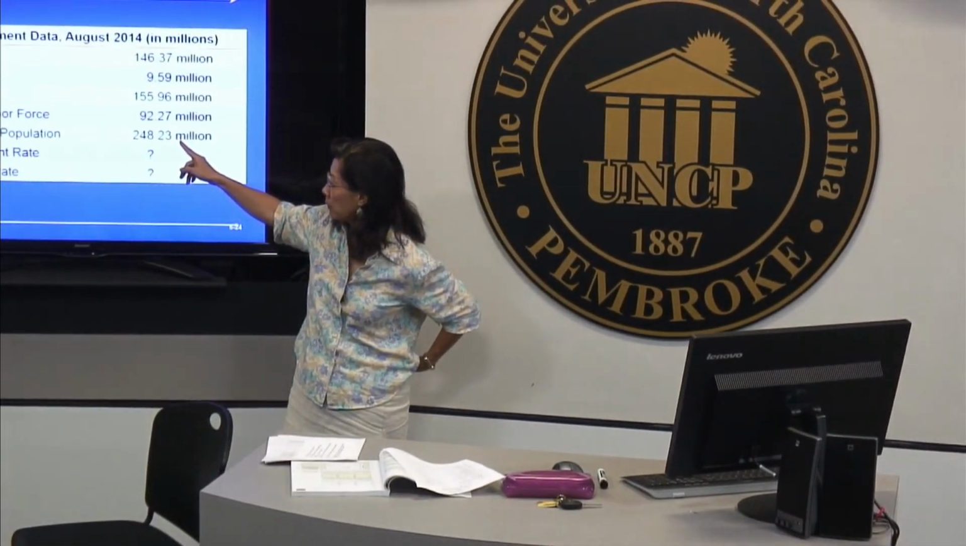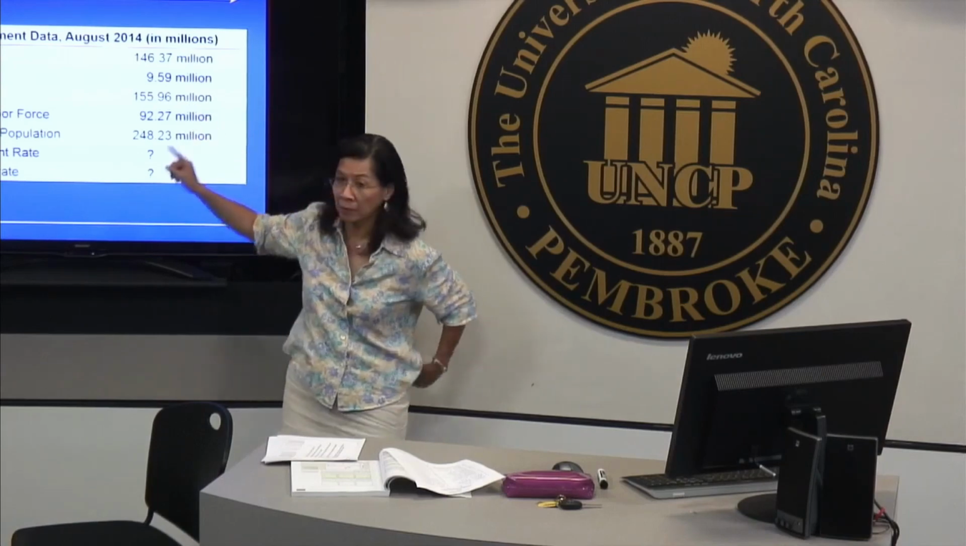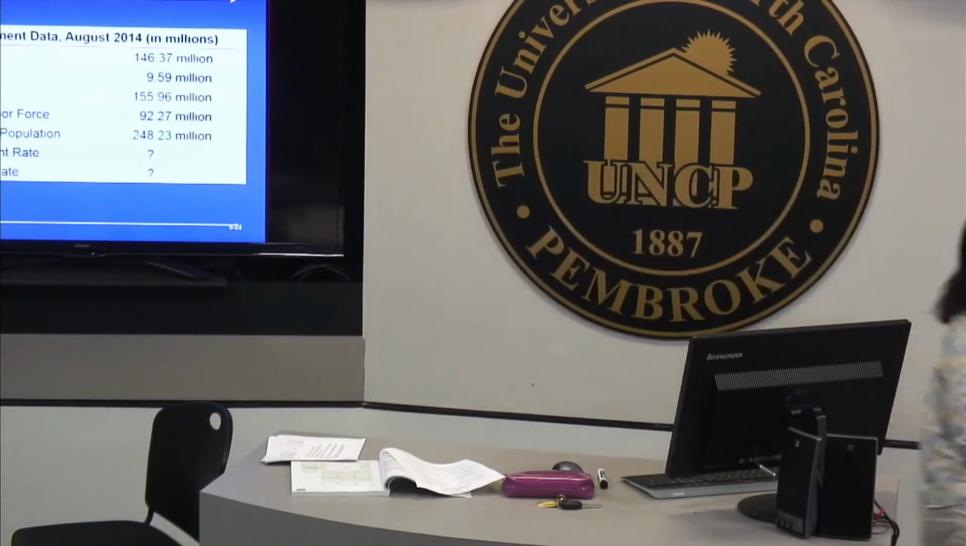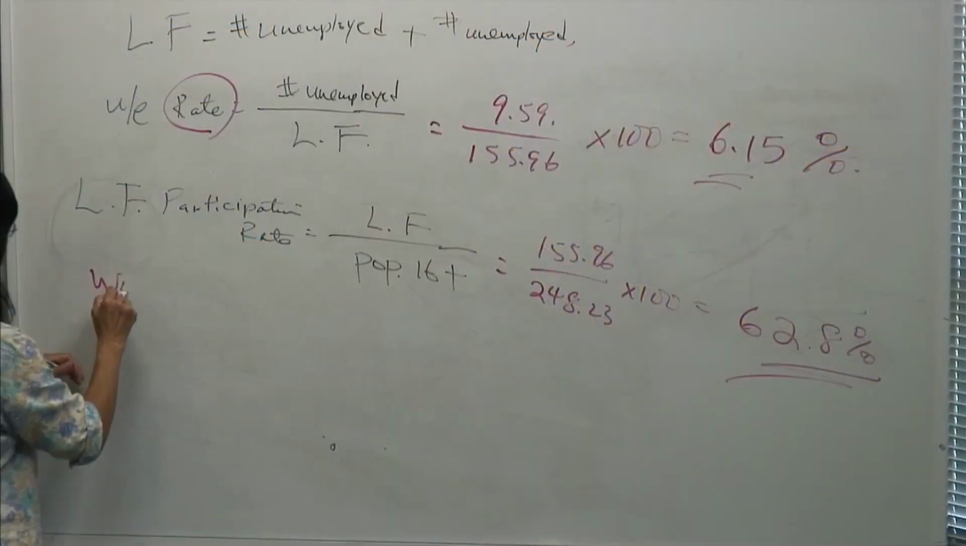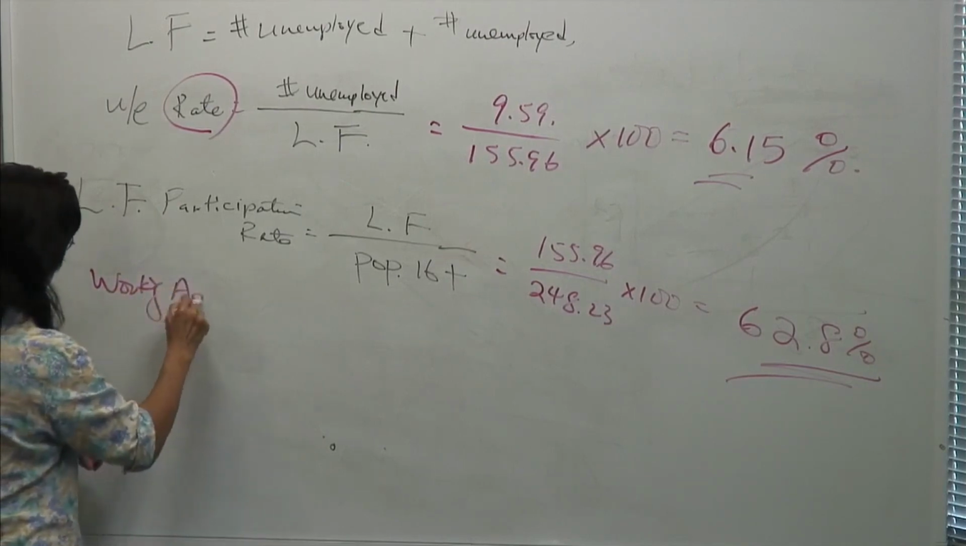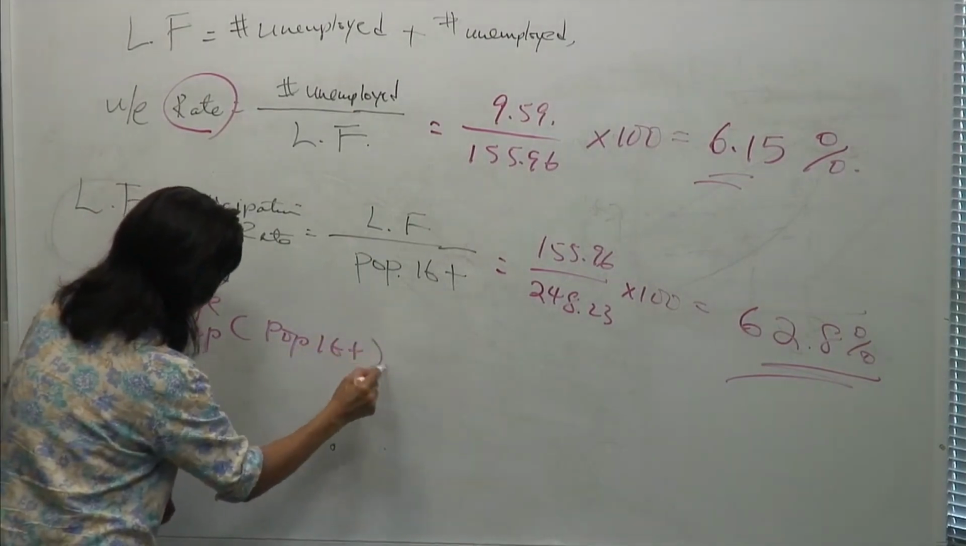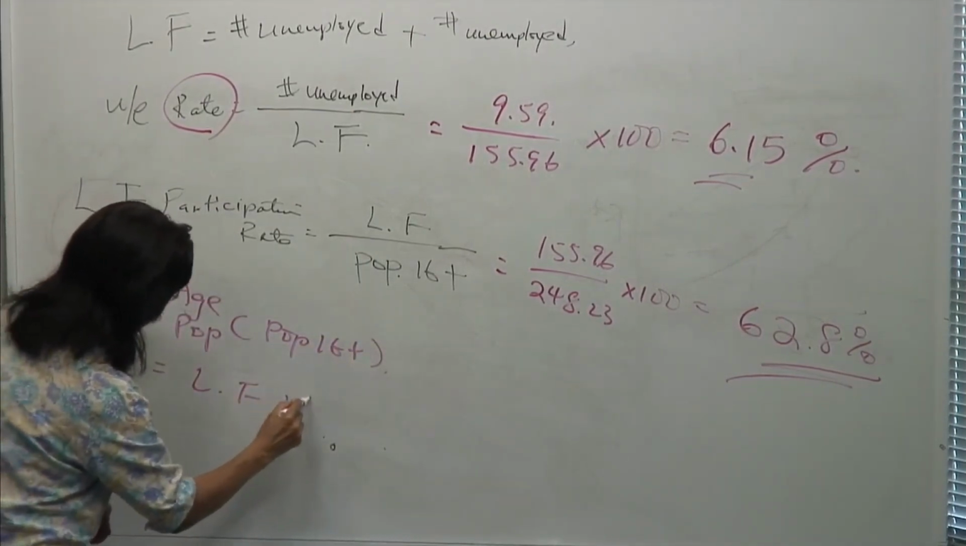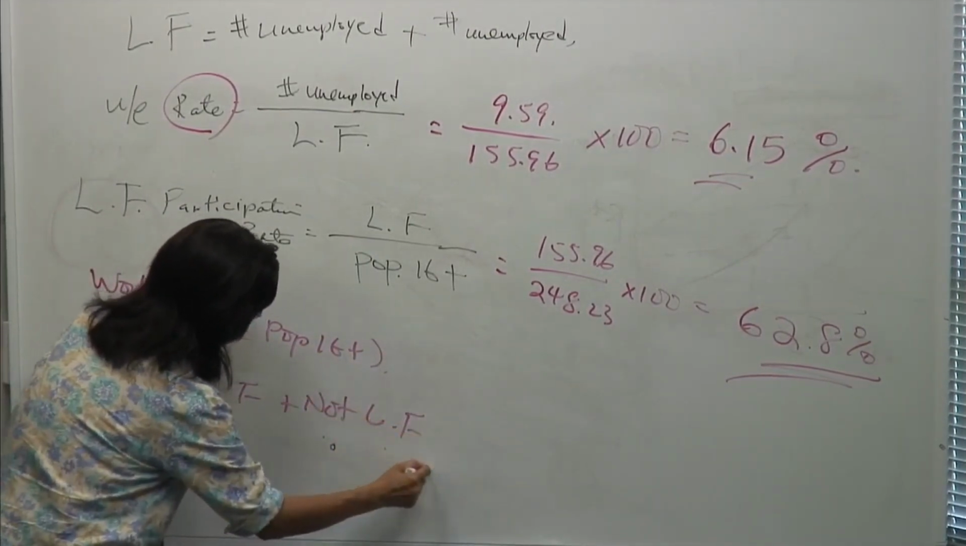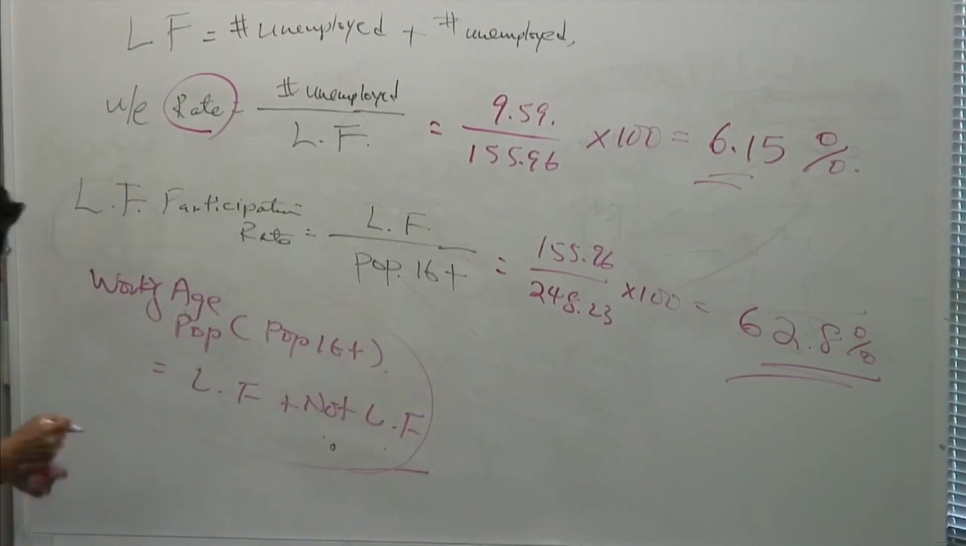I hope you write it down. The working age population is labor force plus not in the labor force. So let's write this down. Your working age population, all population 16 plus, is the same thing. It's equal to labor force plus not in the labor force. So please write that down. We just write that computation.